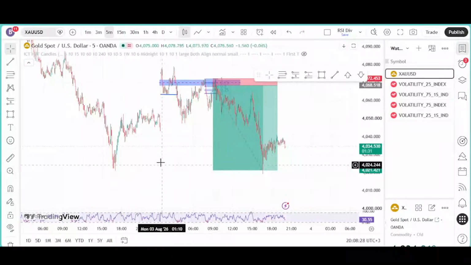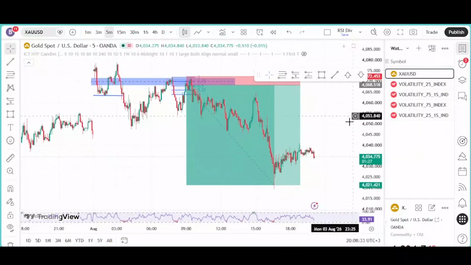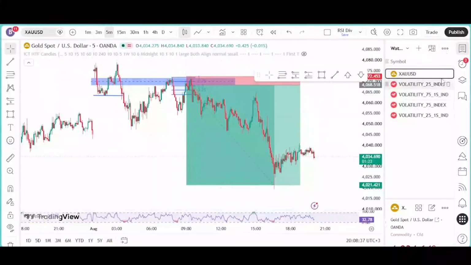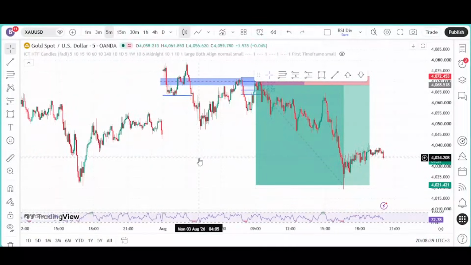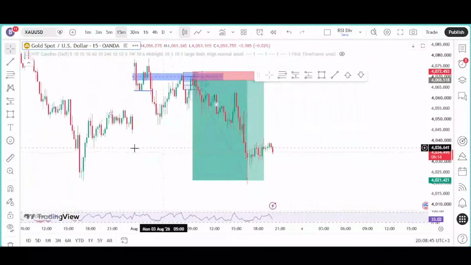Let us review today's price action on XAUUSD or gold. Today being 3rd of August 2026, on a Monday. So this is what is happening on XAUUSD in the 15-minute time frame.